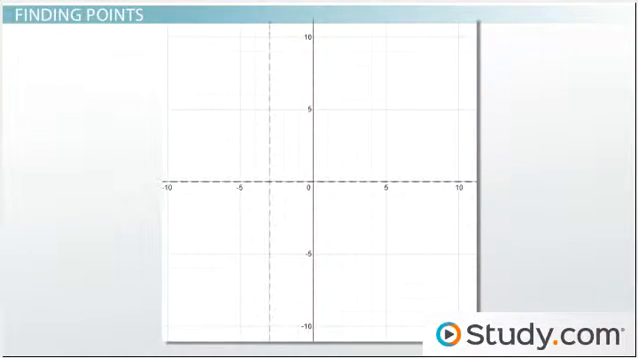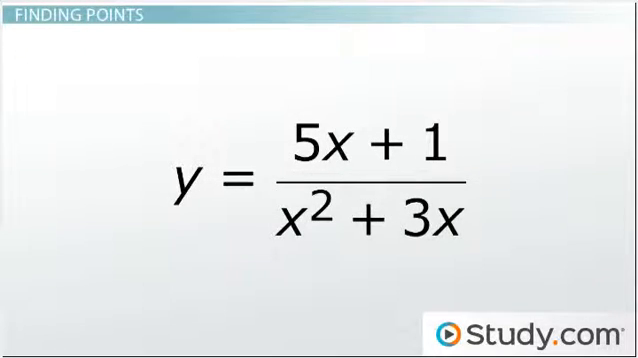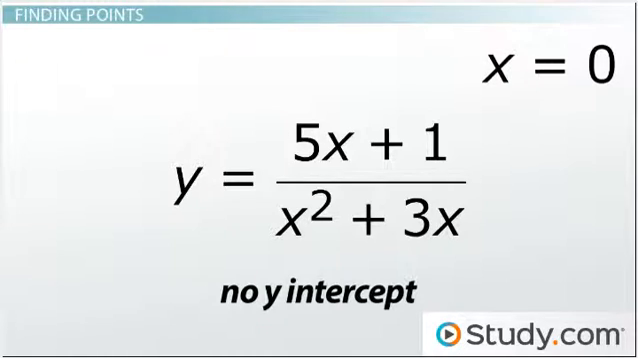So we go ahead and plot a point there. Next, we find our y-intercept by setting x equal to 0 and solving for y. But wait, we can't have x equals 0 because that is one of our vertical asymptotes. What does this mean? It means that we don't have a y-intercept. Okay, we make a note of this. Our graph will not touch the x is equal to 0 line.